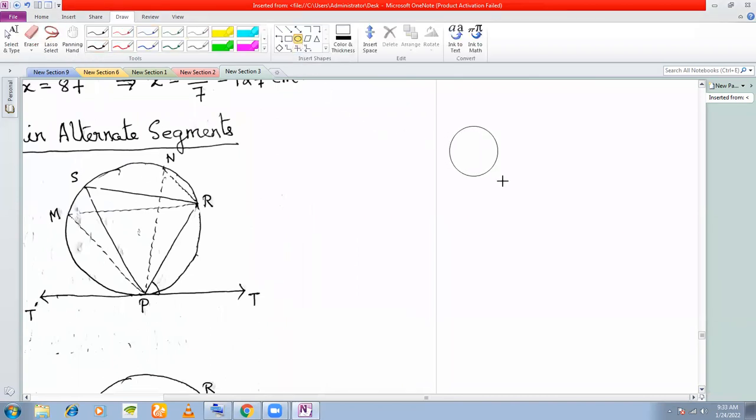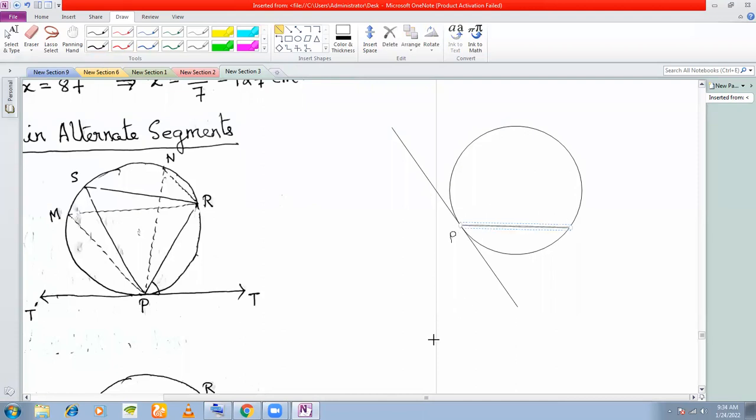Suppose you have a circle. This must be given to you, okay? You have a circle, and suppose you have a tangent to the circle. Let us say this is the tangent to the circle. And you have a point of contact. Okay. And from this point of contact, a chord must be given to you. Let's say this is the chord that is given to you. Okay. So for angles in alternate segment, this must be given to you. Okay. This kind of a diagram must be given to you.